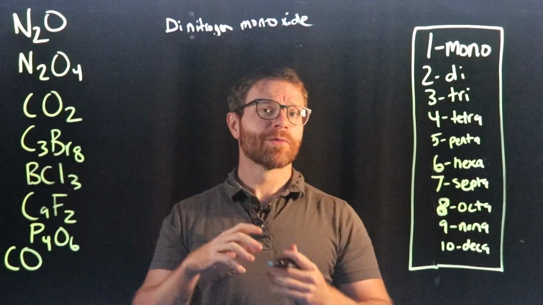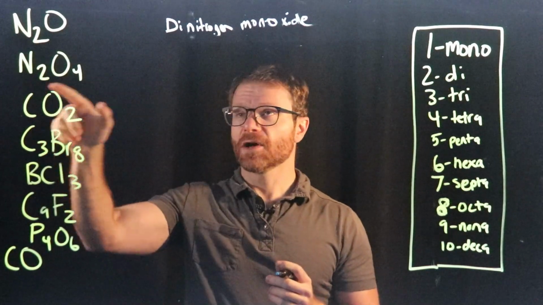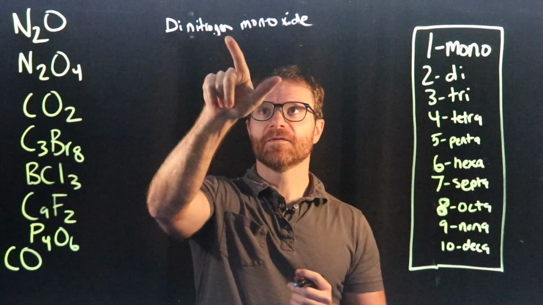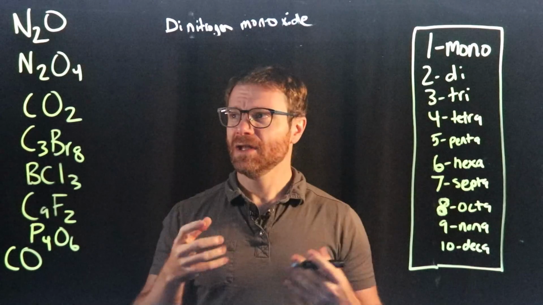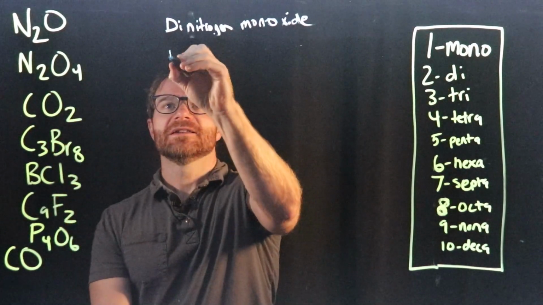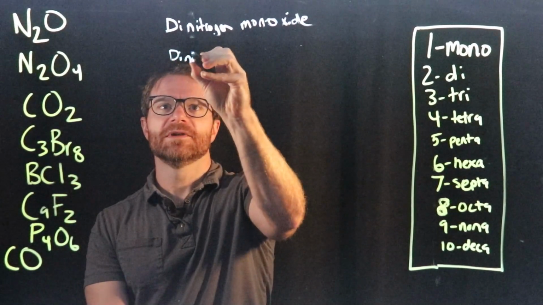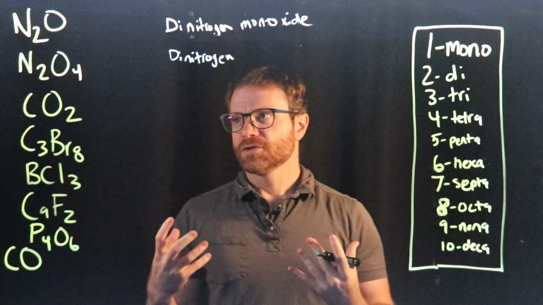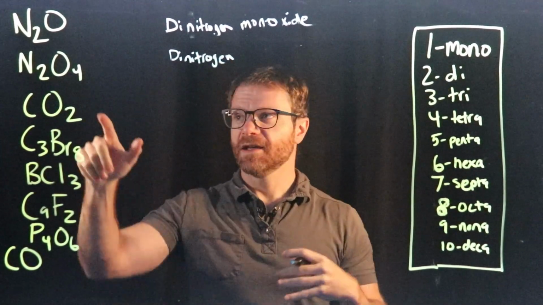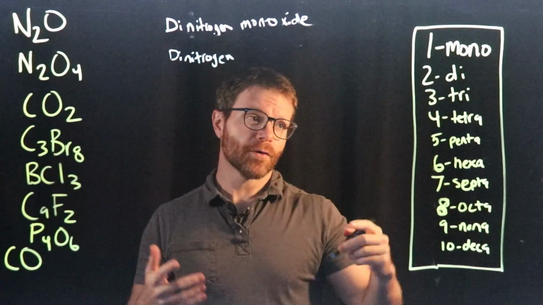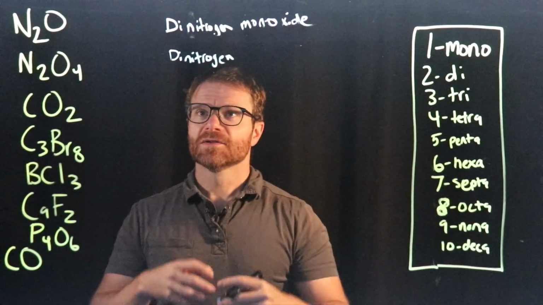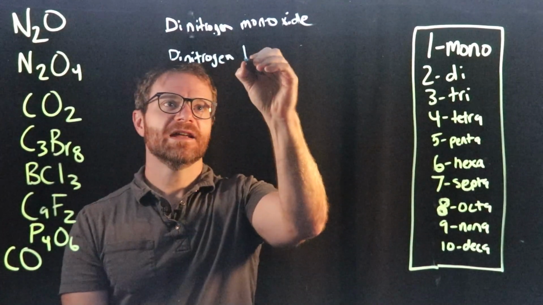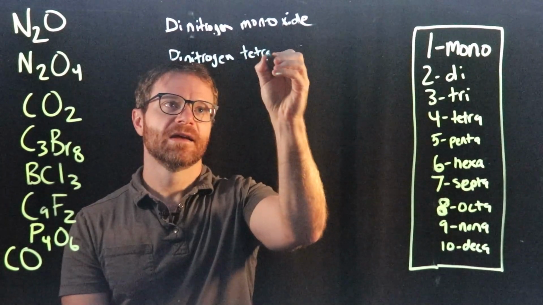Okay, second one, we're going to follow the exact same rules. We're going to start with nitrogen. We're going to write out the full element name, nitrogen, and there's two of them, so we're going to write dinitrogen, just like we did for the first one. Dinitrogen. But now instead of monoxide, instead of one oxygen, there's four oxygens, tetra, so it's going to be dinitrogen tetraoxide.